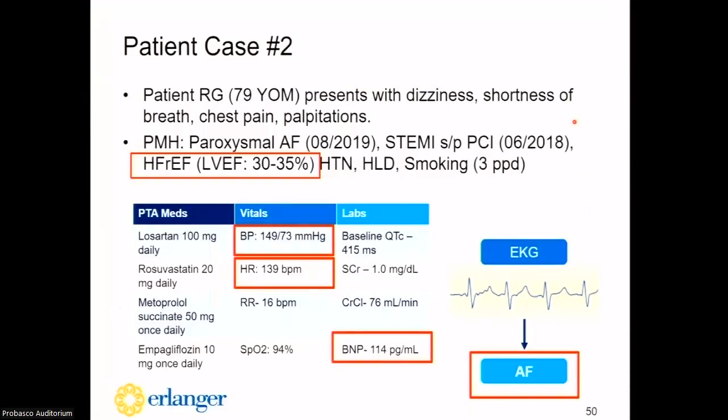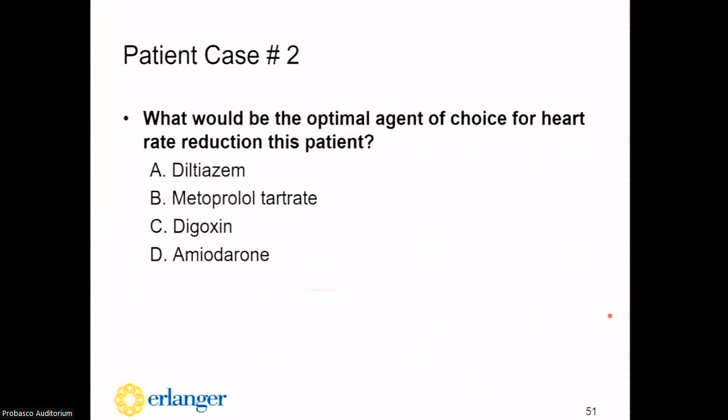Okay, so coming back to our patient case, again, we've got our heart rate greater than 120. We've got a patient that is not currently in a HFrEF exacerbation, and they also have AFib. So what is going to be our agent of choice for this patient?